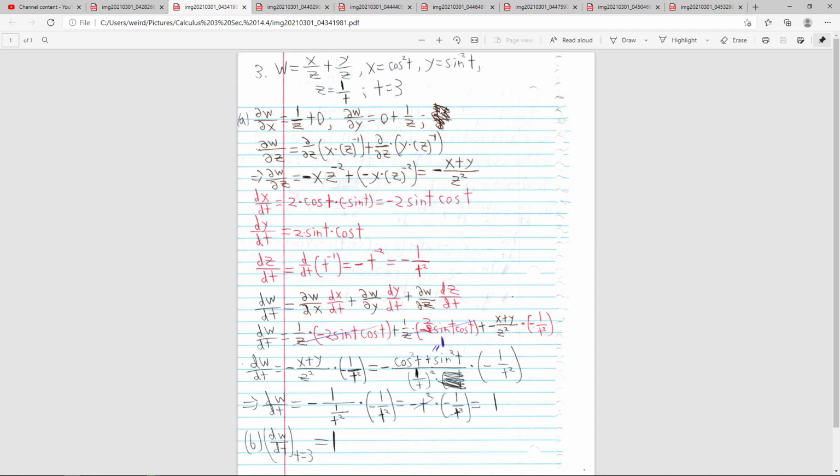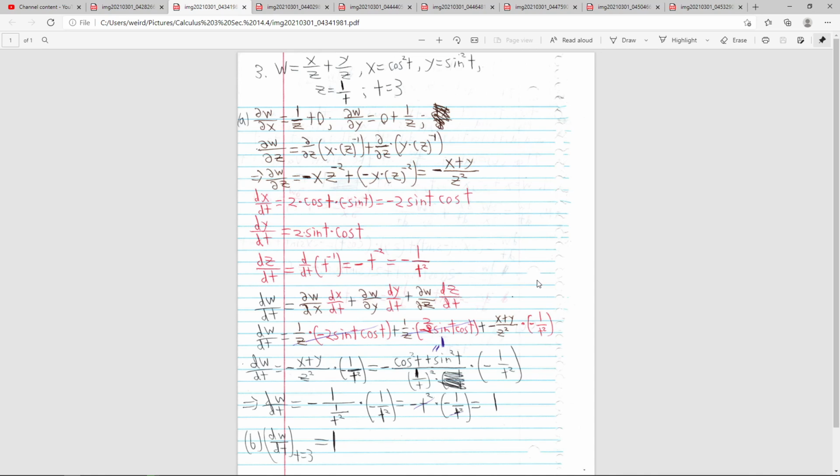So w equals x divided by z plus y divided by z. x equals cosine squared t, y equals sine squared t, z equals 1 divided by t, and t equals 3 is what we're going to evaluate it at. So the chain rule becomes this mess: dw/dx times dx/dt plus dw/dy times dy/dt plus dw/dz times dz/dt. The only thing is that it's not the hardest formula to remember. You just keep on adding more and more, like for 2 or 3 variables, just add on those terms.